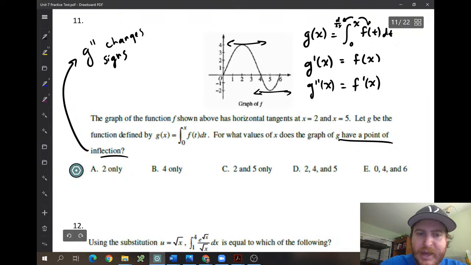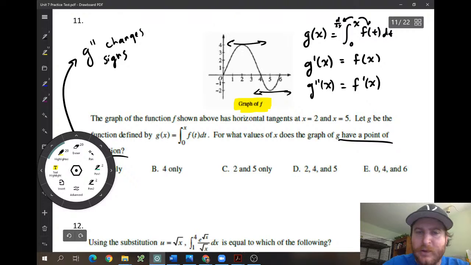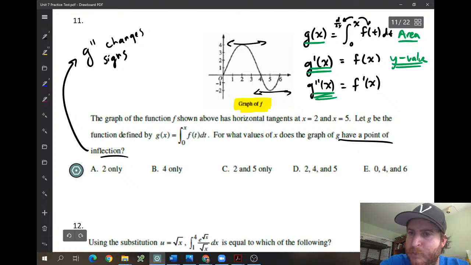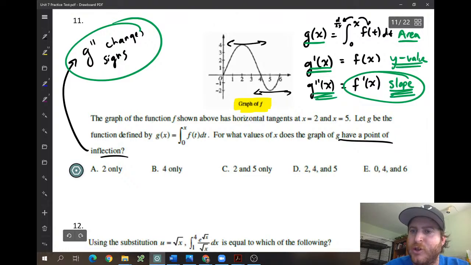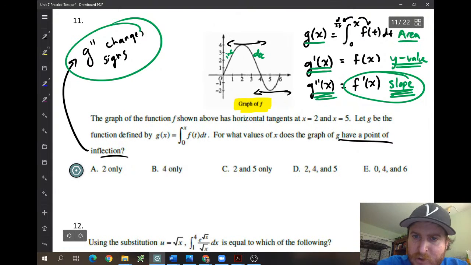So graphically, since they gave us the graph of f, right? They gave us the graph of f. This is where students kind of get confused. On the graph, this is the area. g matches up with the area. g prime matches up with the y value for the graph. And then g double prime matches up with the slope of the graph. So if I want to know where g double prime changes signs, I'm really looking at where does the slope change signs. So here it was increasing and it changed to decreasing. It was decreasing and it changed to increasing. So where did that happen? It happened at x equals 5 and x equals 2.